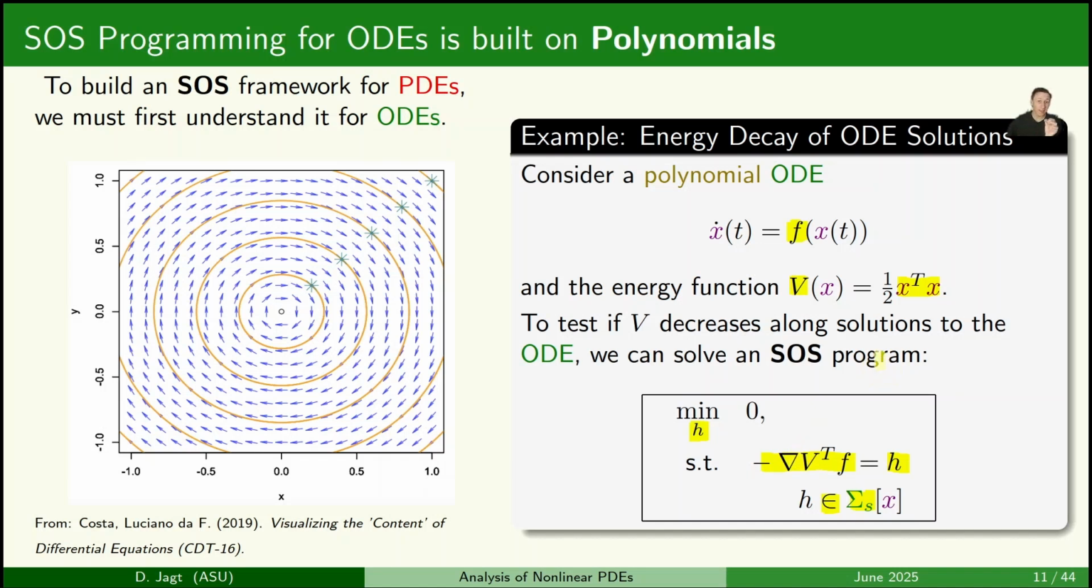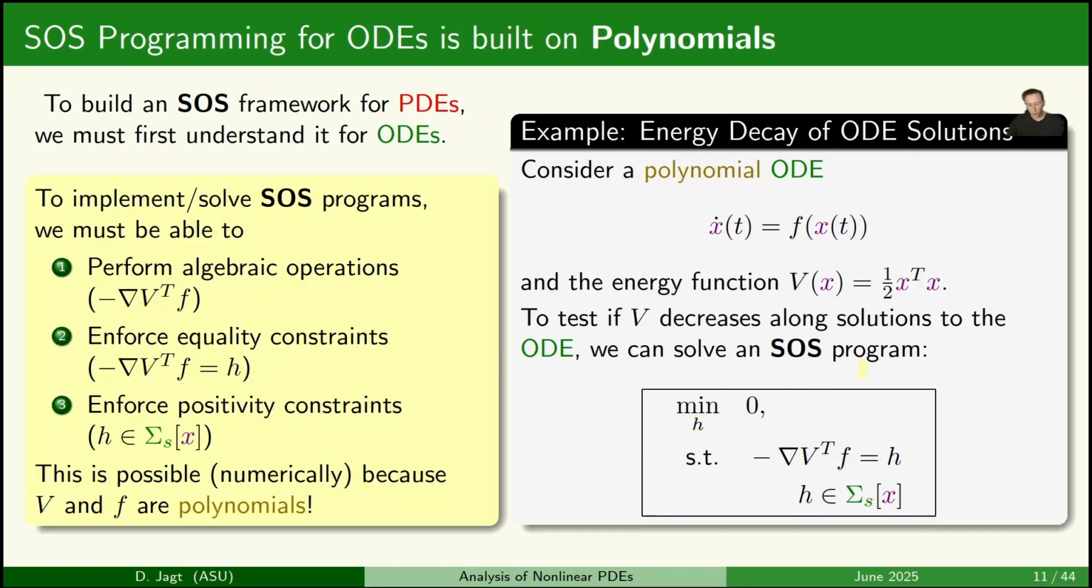Now, in order to implement and solve this SOS program, of course, we need to be able to solve certain problems. In particular, we need to be able to perform algebraic operations so that we can compute the derivative of our Lyapunov function along the vector field. We need to be able to enforce equality constraints so that we can enforce equality of our derivative to this function h. And we need to be able to enforce positivity constraints. In particular, we need to be able to enforce positivity of this function h, namely that it is a sum of squares function. All of this is possible because the functions v and f are polynomial.